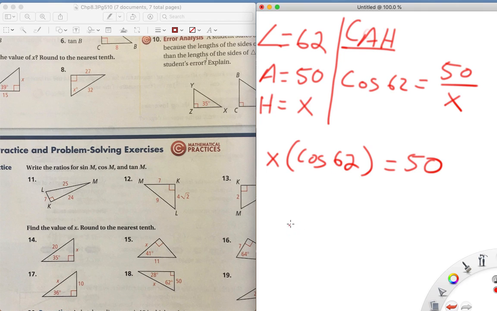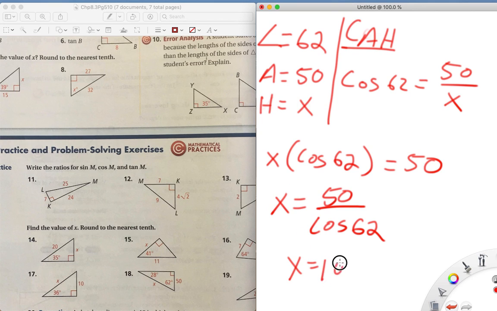That gives me x times cosine of 62 equals 50. And then x is going to equal 50 over cosine of 62. And I also get that x is equal to 106.5. So, as long as you use the proper trigonometric ratio, for 62 degrees we used cosine, for 28 degrees we use sine, it should get you to the same answer.